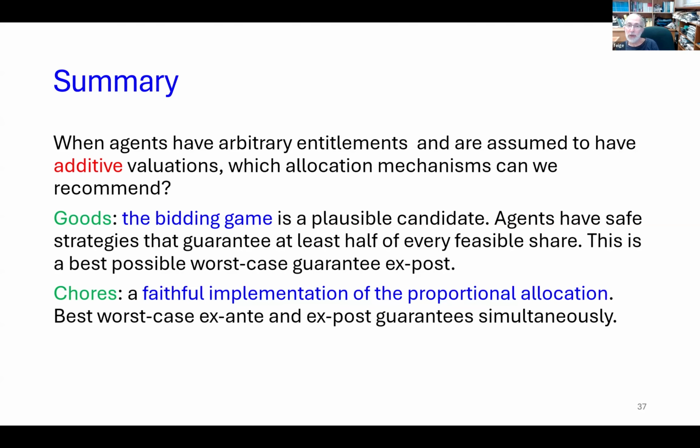And for chores also, doing a faithful implementation of the proportional allocation gives the best worst-case ex ante and ex post guarantees simultaneously. And let me add, in both cases, if you're interested in share-based notions of fairness: after you get an allocation from any one of these mechanisms, if you have Pareto improving moves, some agents want to exchange goods between them and improve the value of the bundles that they get, that's fine. In terms of share-based notions, they still keep their share guarantees.